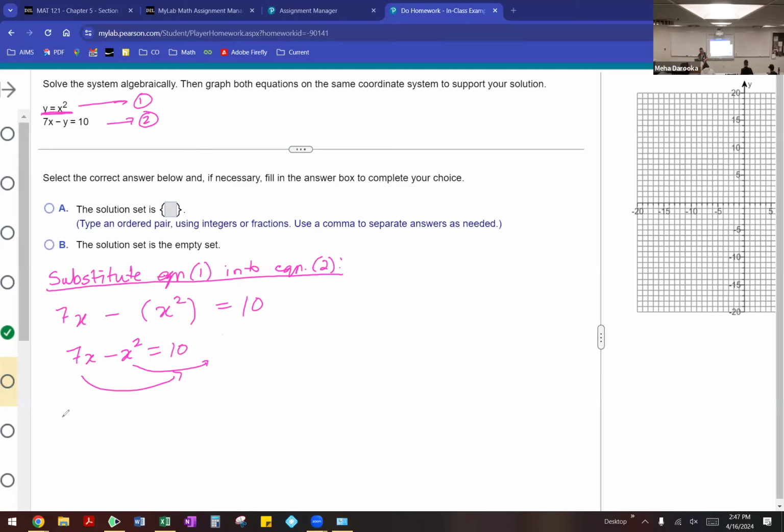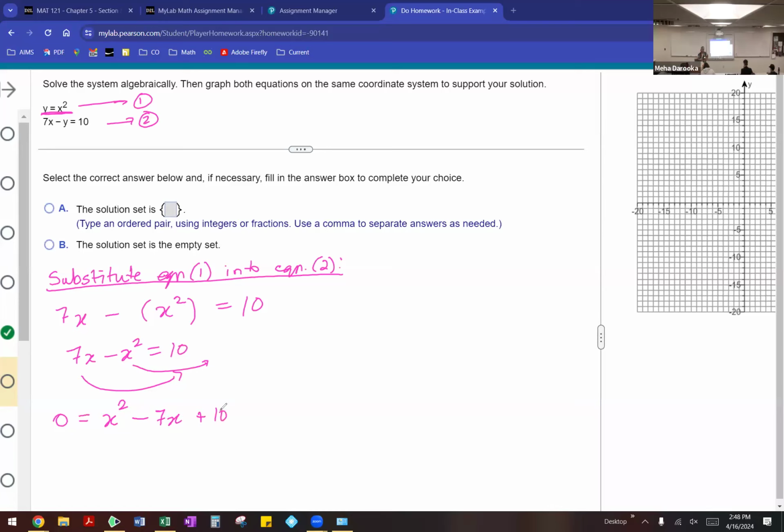So that will actually end up looking like 0 on the left-hand side. I'm moving x squared to the right, so that will become positive x squared. I'm moving 7x to the right-hand side also, so that will become negative 7x. And 10 stayed where it was, so it will stay as positive 10. So basically, we have a quadratic equation, right? X squared minus 7x plus 10 equals 0.